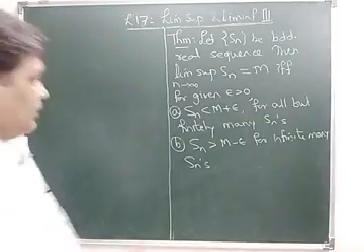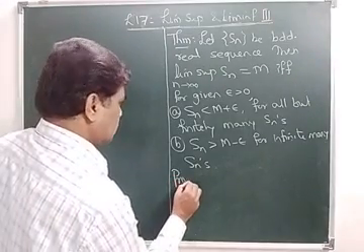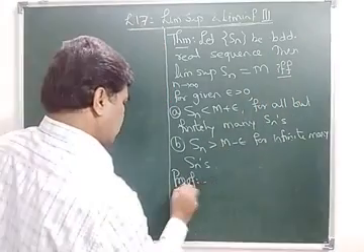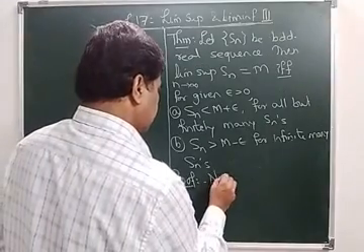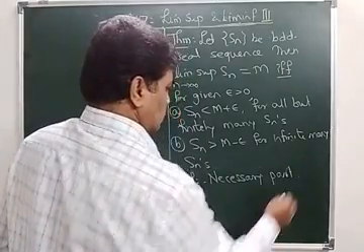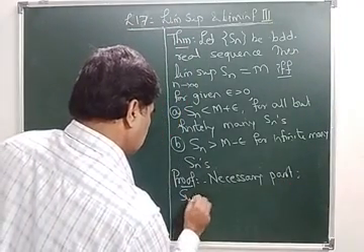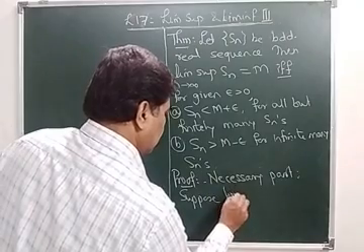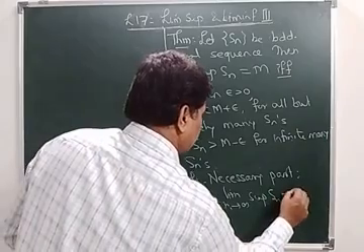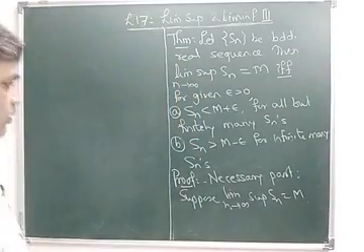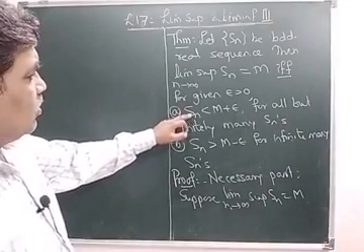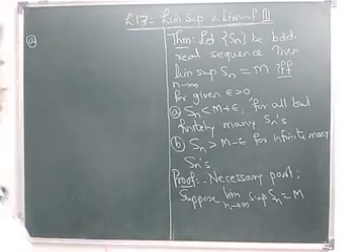So we'll prove one by one. In fact, this is if and only if. Proof: necessary part. Suppose limit n tends to infinity of supremum of Sn is equal to M. What is our (a) part? To show Sn less than M plus epsilon.